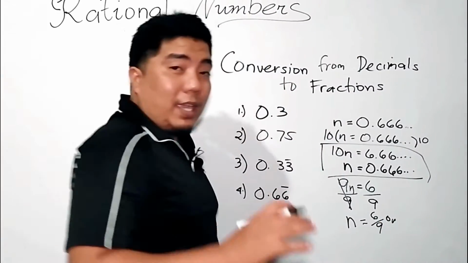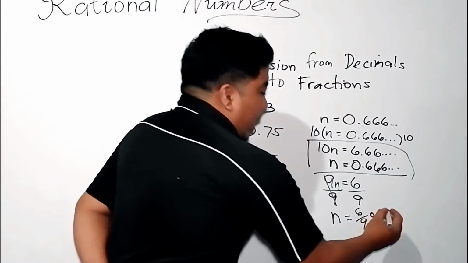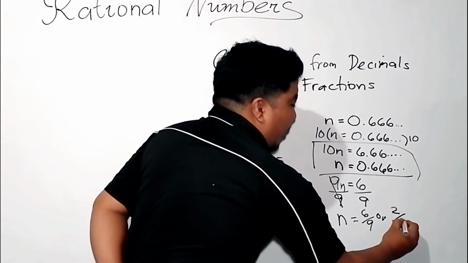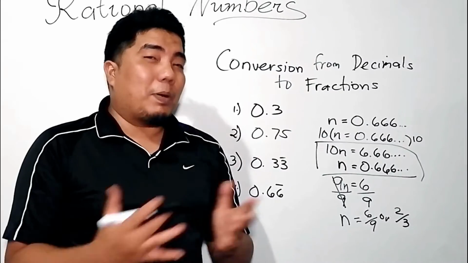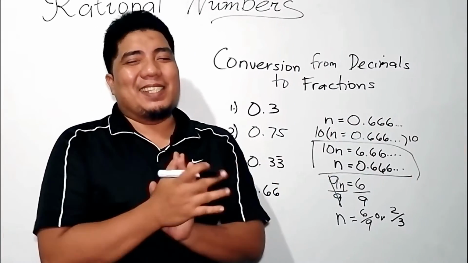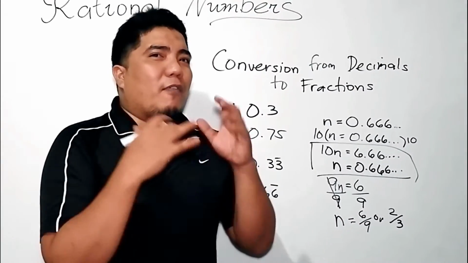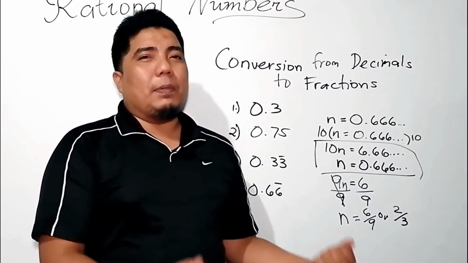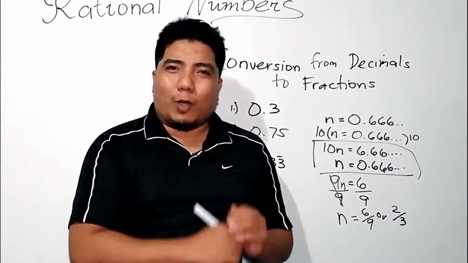But this can be simplified. You can get the lowest term of 6 over 9, which is 2 over 3. So therefore, if you divide 2 by 3, you will get 0.6666666. I hope you get that kind of technique for non-terminating repeating decimals. Now let us go deeper into our discussion.